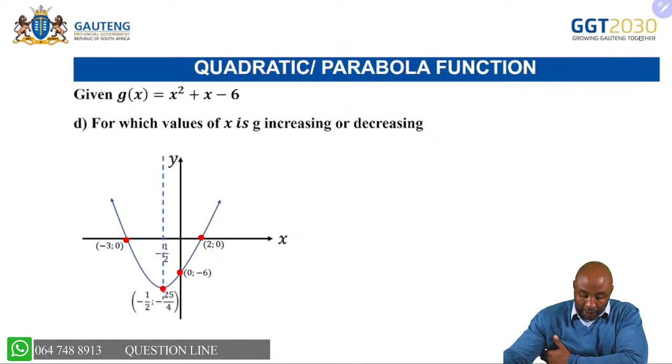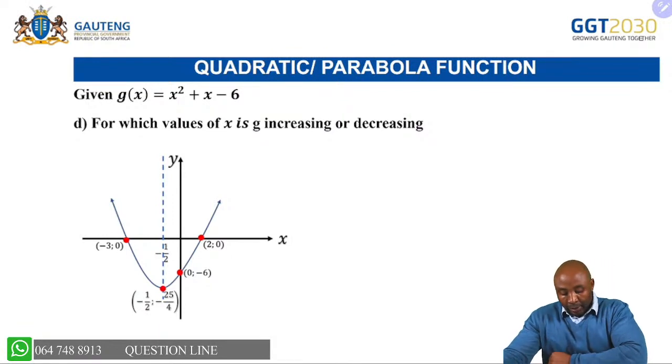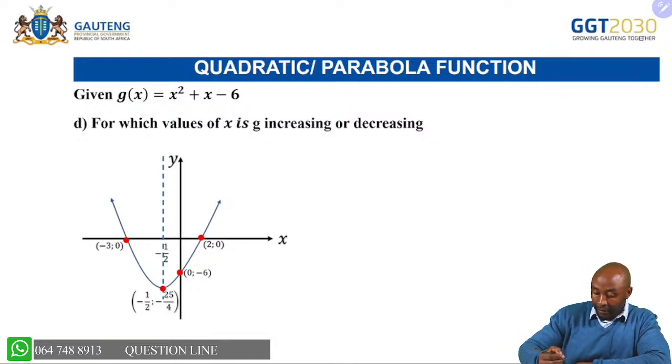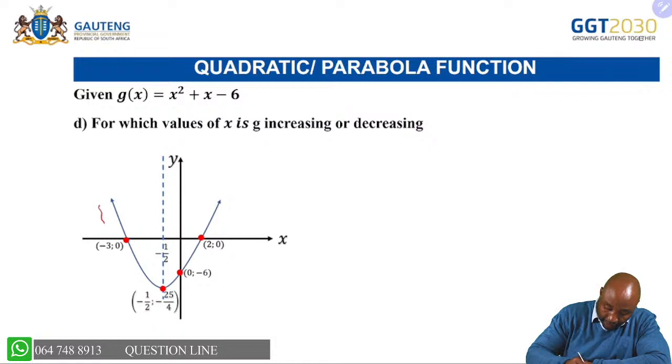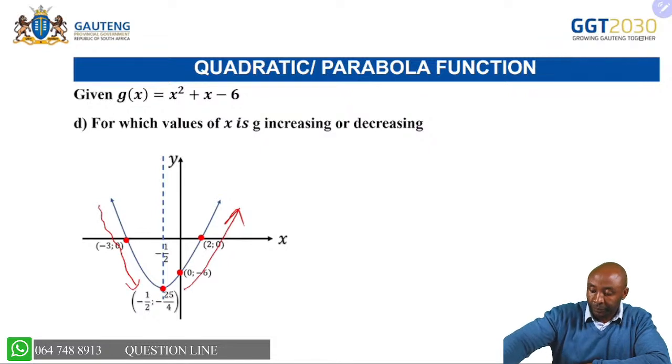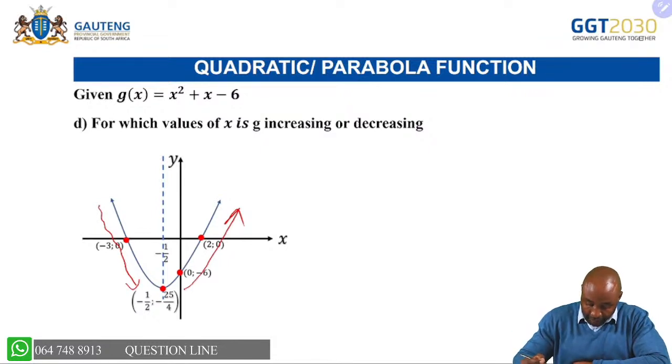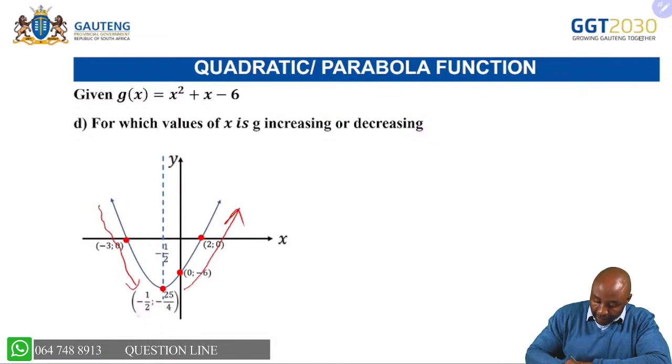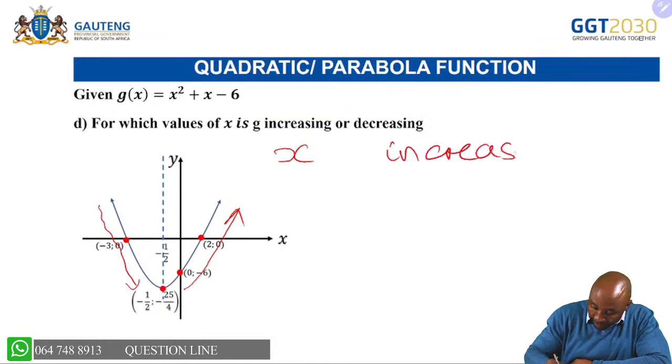We move on to D: for which values of x is g increasing or decreasing. Now, remember, it's concave up, so it means it will decrease, then increase after the turning point. Let's find out. Our equation of axis of symmetry is x equals negative half, and our x value at the turning point is negative half, meaning for x, it will increase. X decrease.